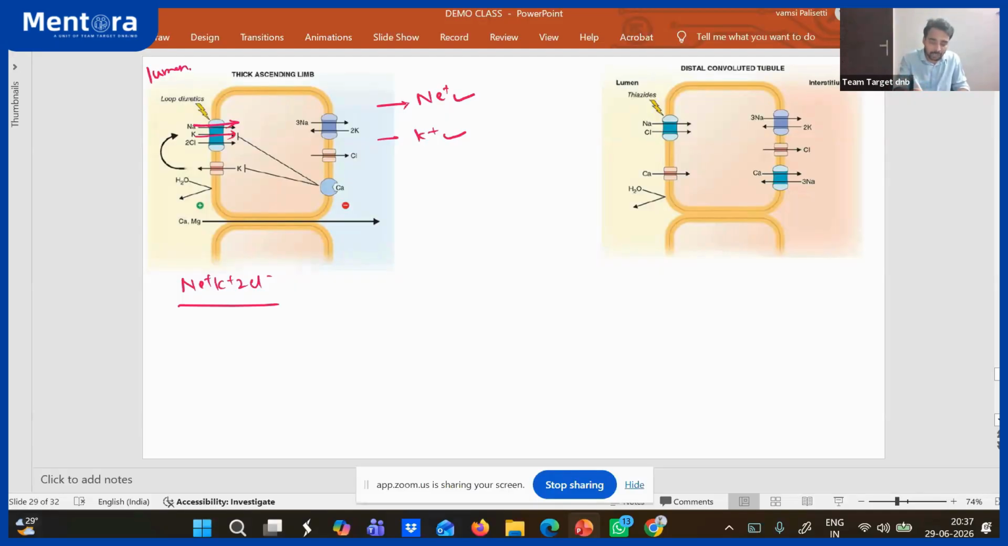Now, if you see the potassium, even though it gets absorbed, potassium is going again outside into the lumen. Because it is going outside, it generates some electrical potential. By using that electrical potential, the calcium and magnesium are coming into the interstitium. So it helps in absorption of calcium. Okay, it helps in absorption of calcium. It helps in absorption of magnesium.